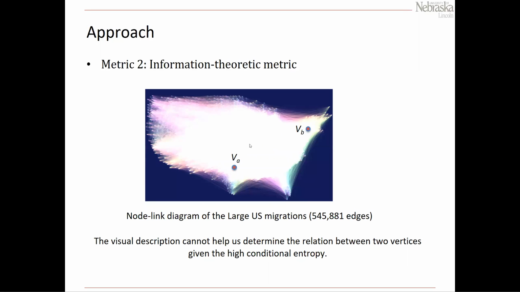So this, as I already showed, is the node-link diagram of the large US migration, and it is very cluttered. So we just randomly pick 2 vertices, VA and VB. Essentially, the visualization cannot help us determine if there is any path between the 2 vertices, given the high conditional entropy value. Basically, there are many paths allowing us to connect VA and VB. Then it is very difficult for us to determine what the detailed relation between VA and VB is from the visualization.